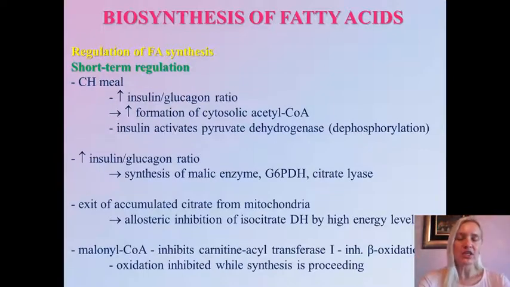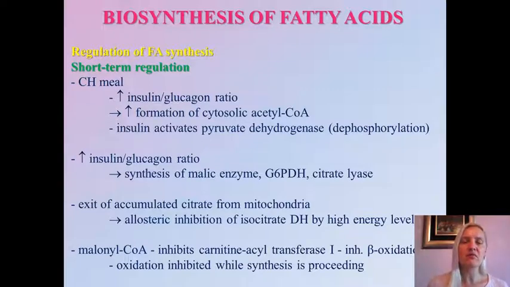Speaking about the regulation of fatty acid synthesis, like we had in beta oxidation of fatty acids, we can talk about short-term regulation and long-term regulation. So getting back to the fact that the major sources of carbons for fatty acid synthesis are actually carbs or sugars. So after a carbohydrate meal, there is an increased insulin-glucagon ratio. So insulin is increased, glucagon activity is decreased.